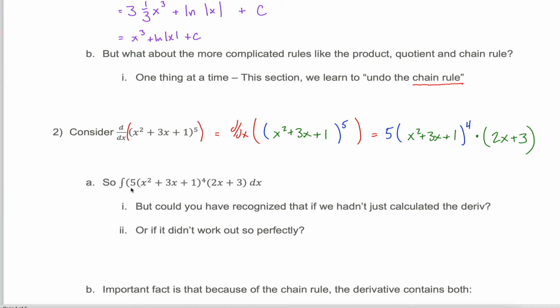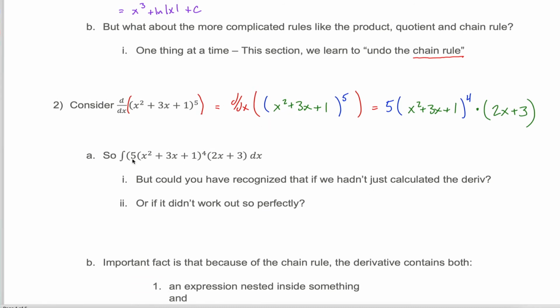Well, then figure out the antiderivative of 5 times x squared plus 3x plus 1 to the fourth power times 2x plus 3. You want the antiderivative of this thing. Well, a minute ago, I figured out the derivative of this thing was this thing. Therefore, the antiderivative of this thing is just this. My answer, that's simple. It's just x squared plus 3x plus 1 raised to the fifth power. And if I'm being really technical, maybe I tack on a plus c. I'm like, yeah, that's great.